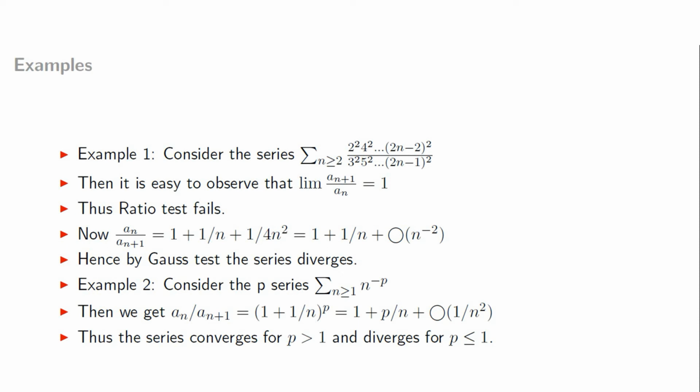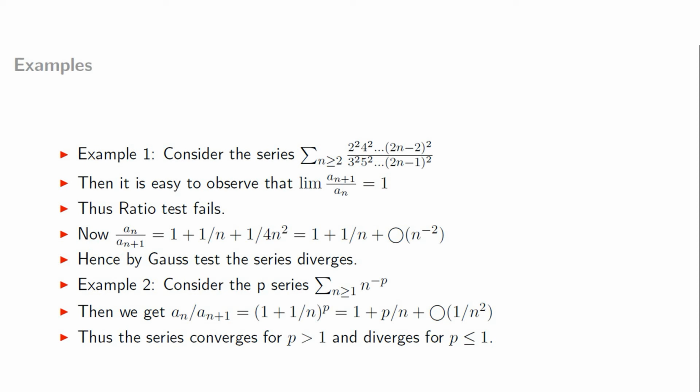However, if we calculate the ratio an divided by an plus 1, we get 1 plus 1 by n plus 1 by 4n square, which can be conveniently expressed as 1 plus 1 by n plus big O of n to the power minus 2. Hence, we can use Gauss's test to check the convergence, and using Gauss's test we find that this series diverges. Next, consider again the p series.